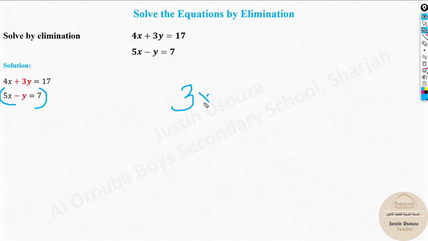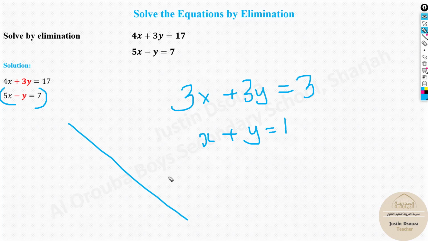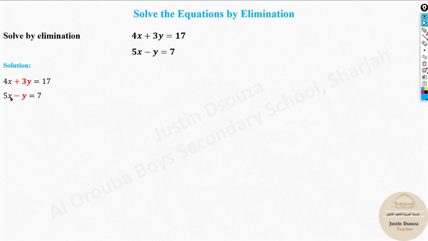Now if you have, say, 3x plus 3y equals 3, you can divide this throughout by 3. The answer is x plus y equals 1. These both are the same equation. That's the same line. If you graph them in the graphing calculator Desmos, you would get the same line for both of them. In the same way, you don't just multiply 3 over here, you need to multiply the entire equation. So this equation remains because we have 3y, it's fine. We are multiplying over here. 3 times 5 is 15x minus 3y equals 21.